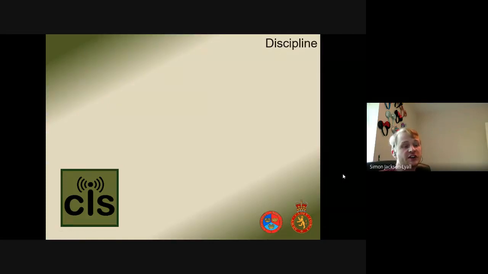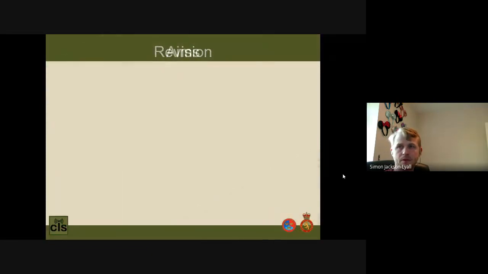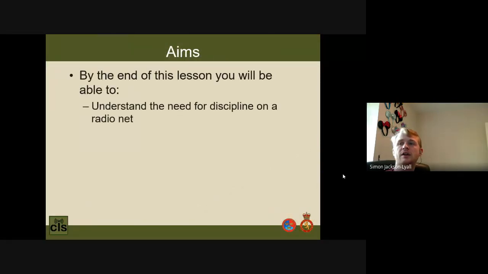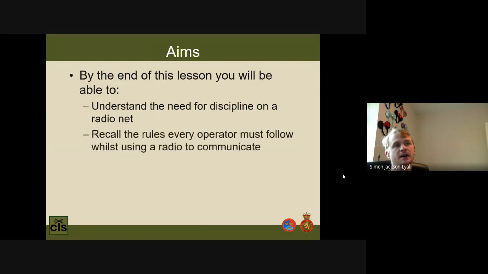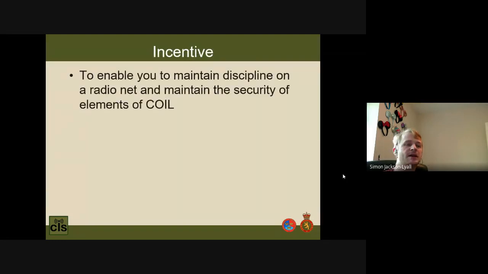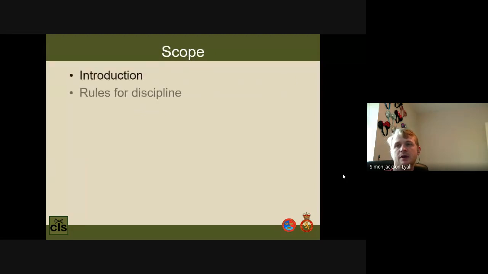So we've covered security, we've looked at accuracy, so it obviously makes sense to now move on to discipline. We're going to look at the need for discipline on a radio net and recall the rules that every operator must follow whilst using a radio to communicate. Why do we do this? Because you need to maintain COIL, and also you need to make sure that you can transmit your messages effectively. If there's not good discipline on the net, then the net falls apart and the enemy can steal a lot of information about COIL. So we'll look at the rules, the alwayses and the nevers.